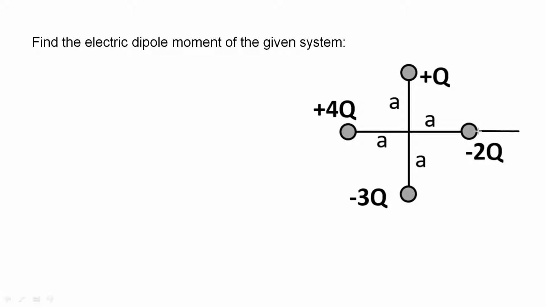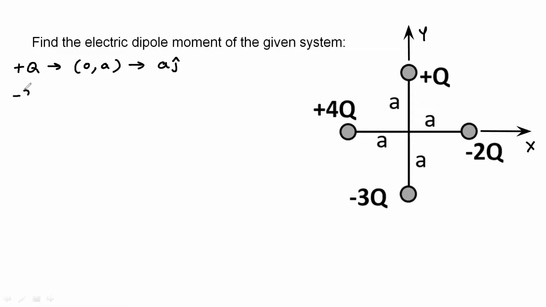So let's say that this is the x-axis, and this is the y-axis. Now we'll just write the charges and their coordinates. So we'll start with plus q. What's the coordinates of plus q? It is, as you can see, 0 comma a. So its position vector is going to be a j cap.